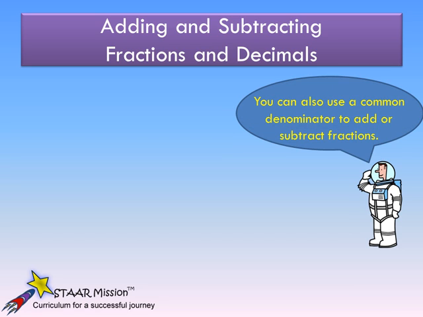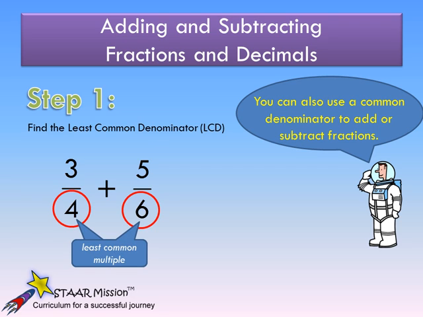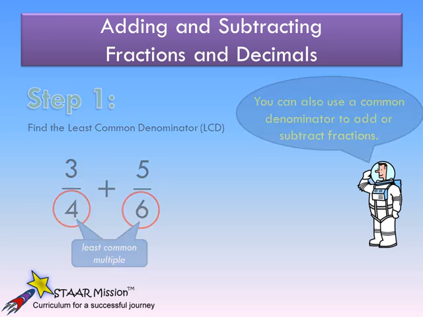We can also use a common denominator to add or subtract fractions. Let's look at 3/4 plus 5/6. Step 1 is to find the least common denominator, or LCD. The denominators are 4 and 6, so we need to find the least common multiple of 4 and 6.